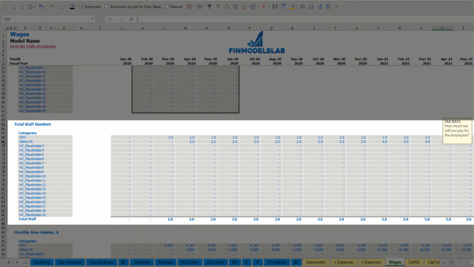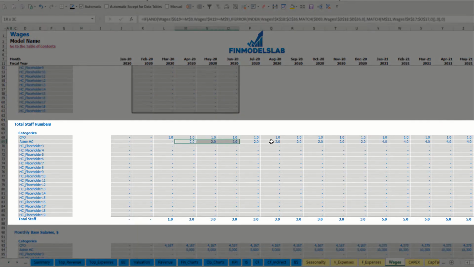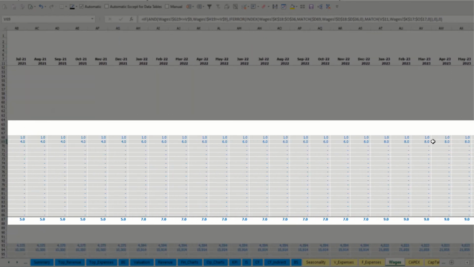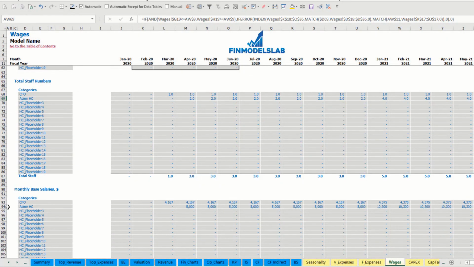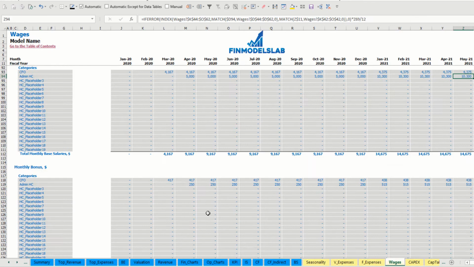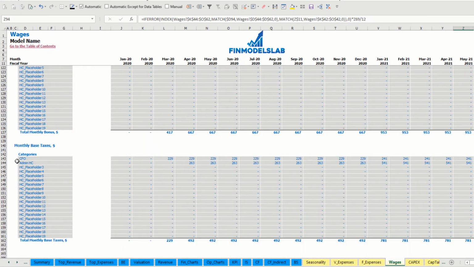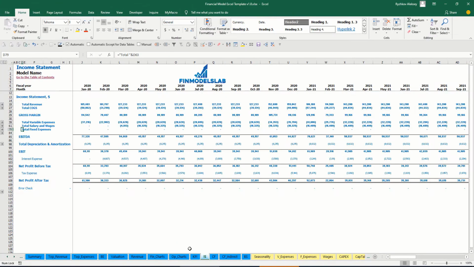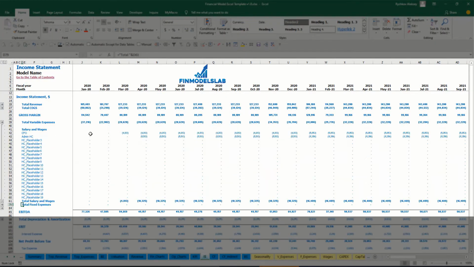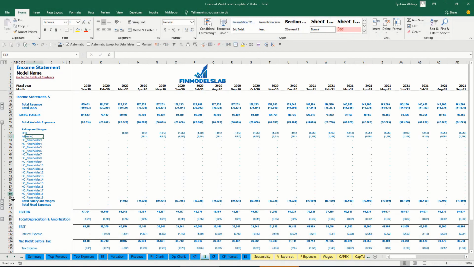So in here you may see total staff numbers, which is 2 for the year number 1, 2020. Starting from year 2021, you'll have 4, then 6, 8, and 10 in the last year of the model. Again, calculation of salaries for these, in this case 4 headcounts, calculation of bonuses, and calculation of monthly payroll taxes. You may see in income statement, total salaries and wages, and here you may see the total amount of bonuses, payroll taxes, and wages for these headcounts.